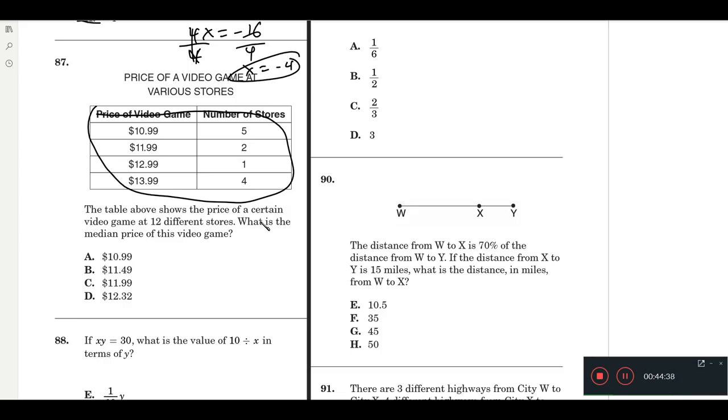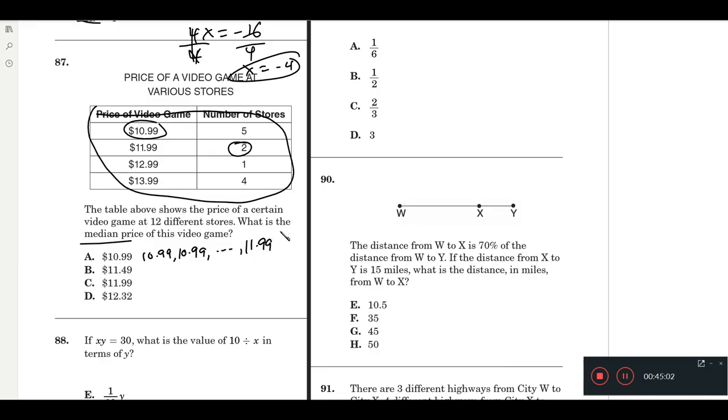Alright, now the table above shows that video game at 12 different stores. So what is the median price of this video game? So we have to list them in order, right? How many 10.99s do we have? 5. And how many 11.99s? Two of them. There are 12 of them, so we've got to find the middle two.